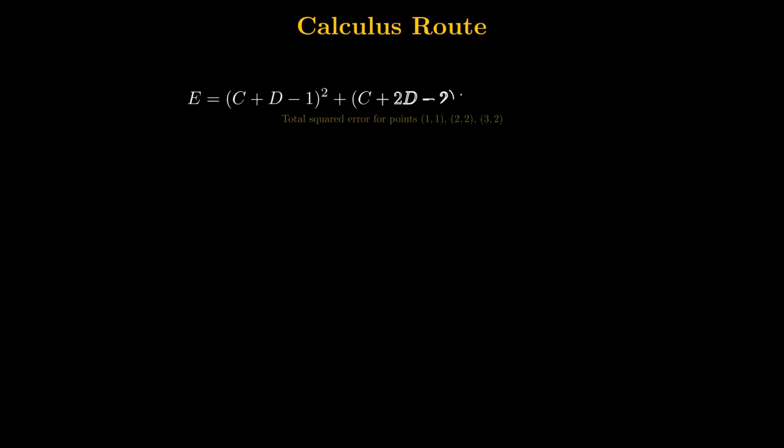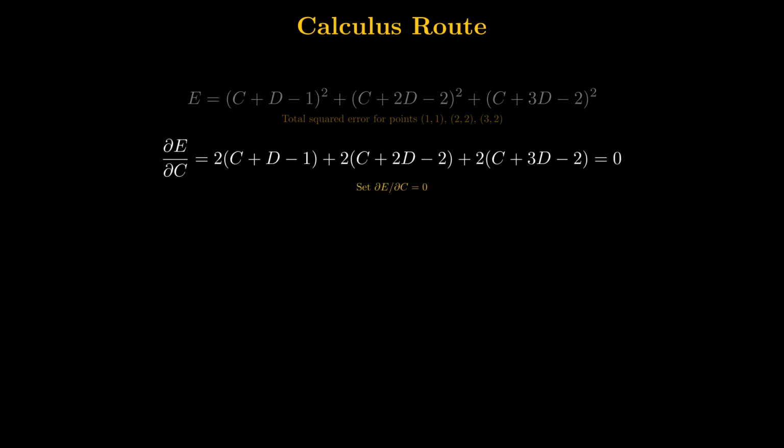Write the total squared error, E equals the quantity c plus d minus 1, all squared, plus the quantity c plus 2d minus 2, all squared, plus the quantity c plus 3d minus 2, all squared. Each term corresponds to one data point. To minimize E, we take partial derivatives and set them to 0.